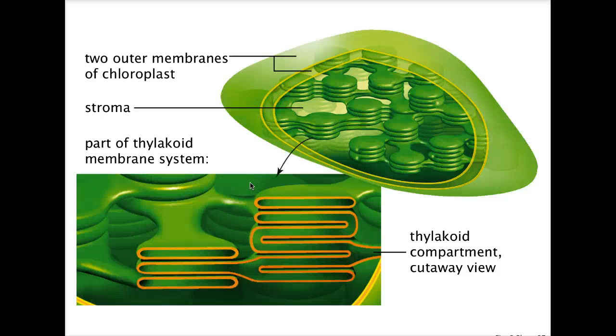The light-dependent reactions produce ATP and NADPH that are then used by the light-independent reactions in the stroma to take carbon from carbon dioxide and make glucose.